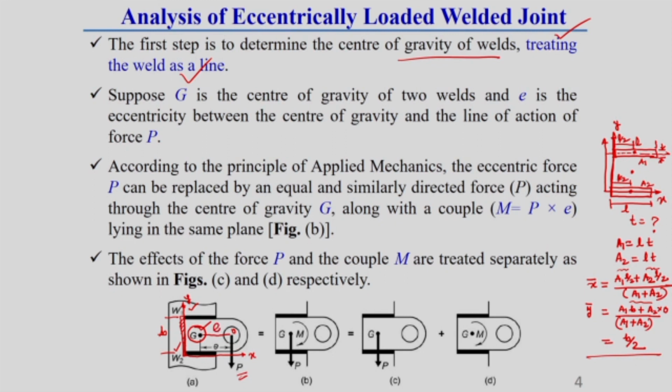That is what I have written. Suppose G is the center of gravity of the two welds which we consider, and E is the eccentricity between the center of gravity and the line of action of load or force P. So, we can easily find the distance E using this concept. First of all we have to find the CG of all welds, and we know the position of P. So, the distance between G and the position of load P is the eccentric distance.